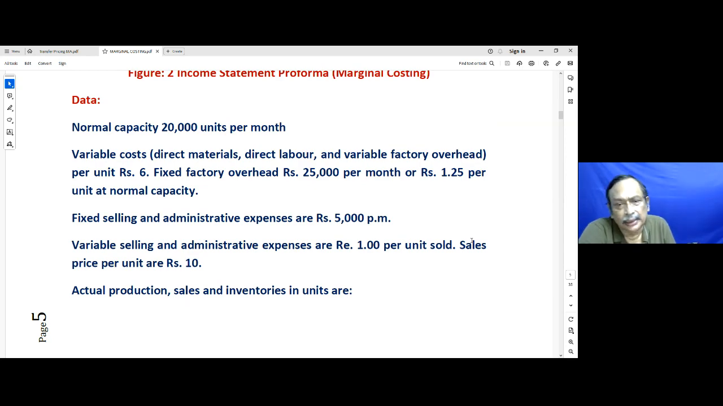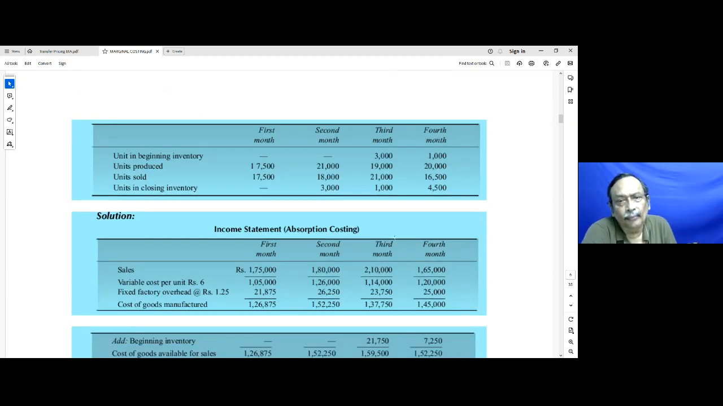Actual production, sales and inventory units are as follows, just have a look. First month, second month, third month, and fourth month. Units at the beginning: in the first month, there are no units; second month, none; third month, 3,000; and fourth month, 1,000. Next, units produced: 17,500, 21,000, 19,000, and 20,000. Units sold: 17,500, 18,000, 21,000, and 16,500. Units in closing inventory: first month nil, second month 3,000, third month 1,000, and fourth month 4,500.